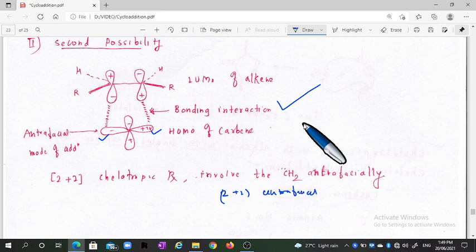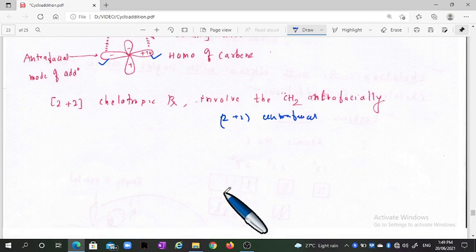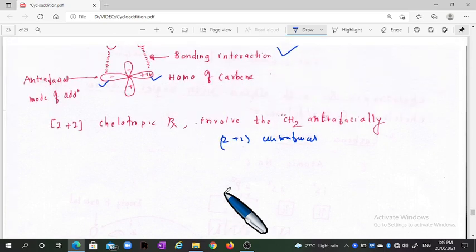Same if, instead of carbene, you use the SO2 molecule, the same orbitals are there, and by applying such orbitals to this unsaturated system, we have found out in which manner there is a bonding interaction present. This is all about our cheletropic reaction.